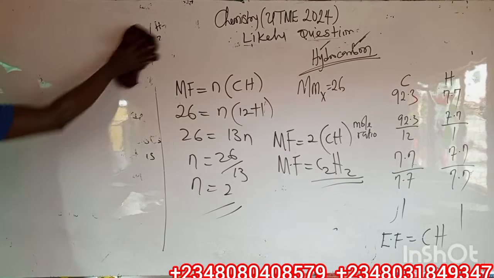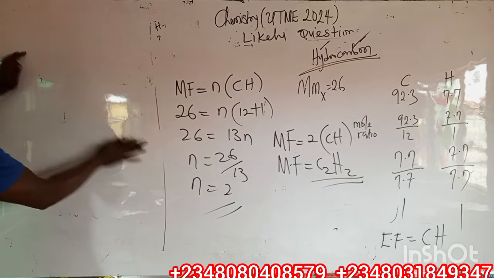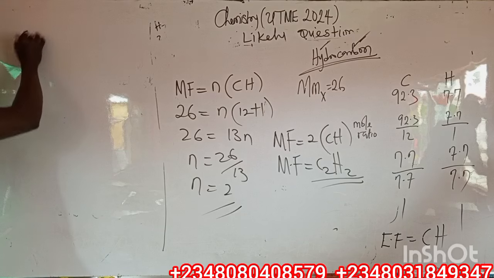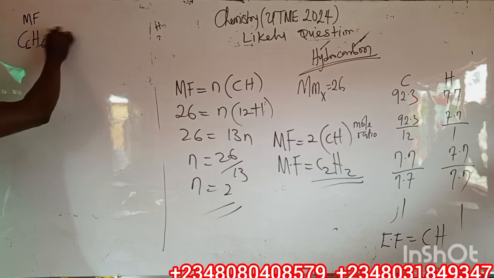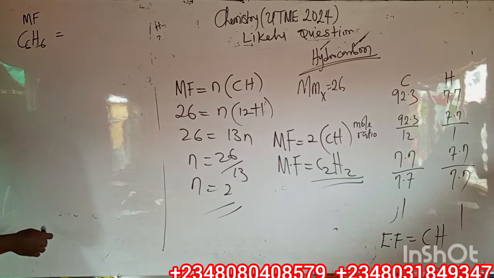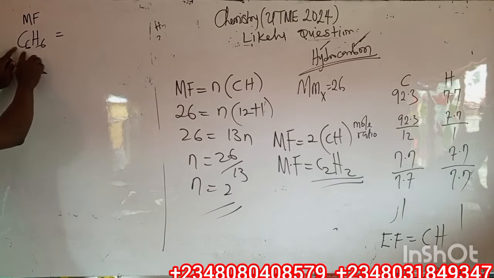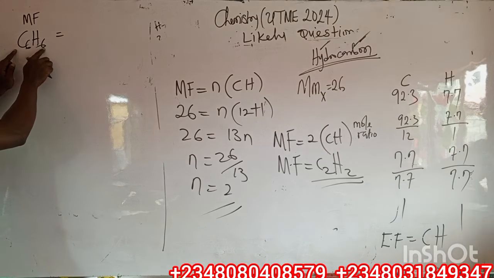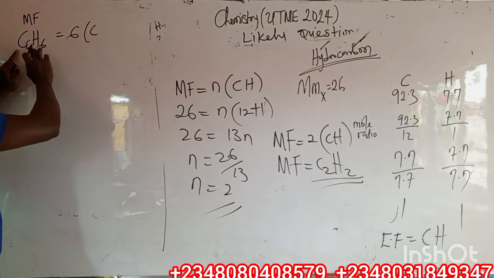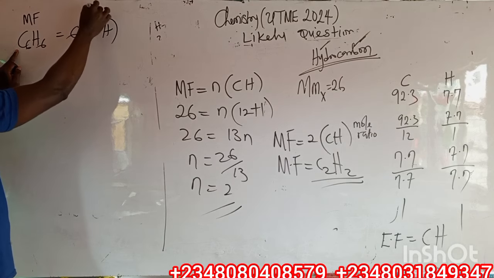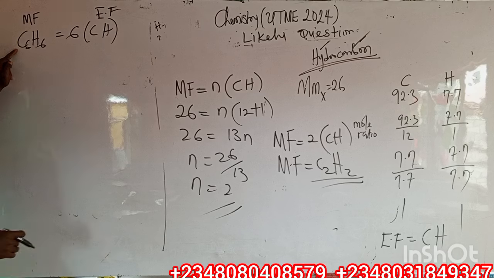Well, before I move to that, look at this. If you have C6H6, this is the molecular formula of benzene. What is the empirical formula of benzene? What do they have in common? Carbon and hydrogen have 6 in common. Bring that 6 out. What will be left? C, H. This is the empirical formula of benzene. Take note of that.